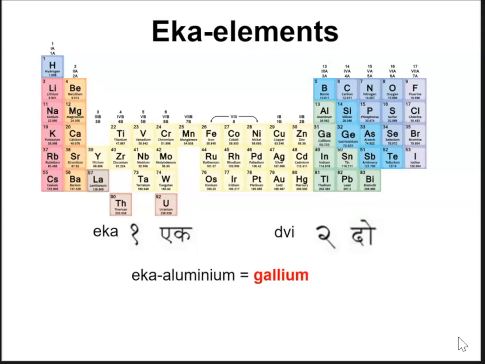And so you can see there, eka-aluminium becomes gallium. And then he uses this other term, dvi. And this means in a situation where you've got two spaces. So here, dvi-manganese ultimately becomes rhenium. And then eka-manganese will be, of course, technetium when it's finally discovered.